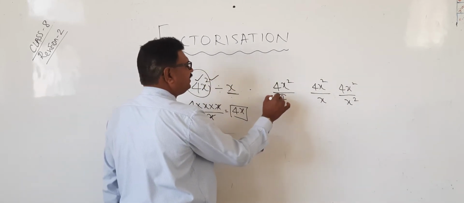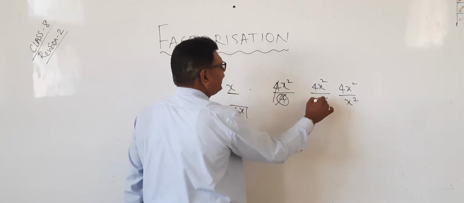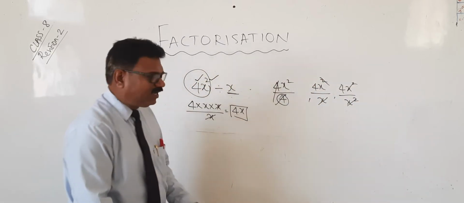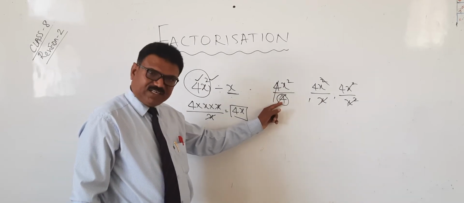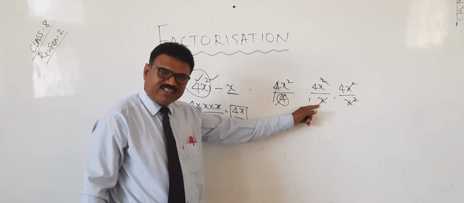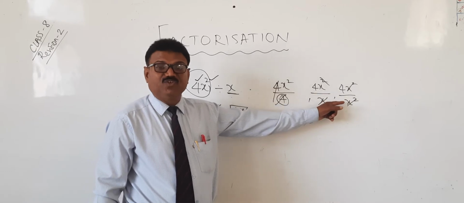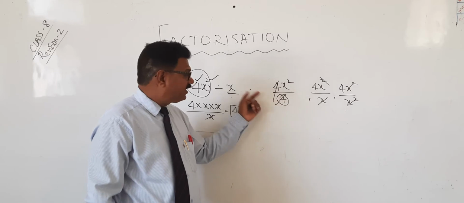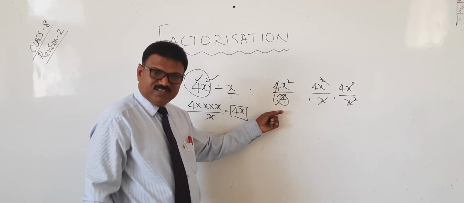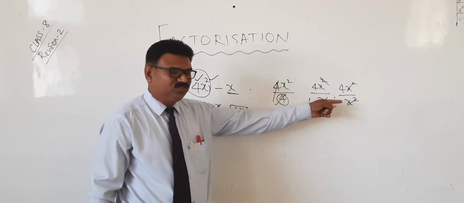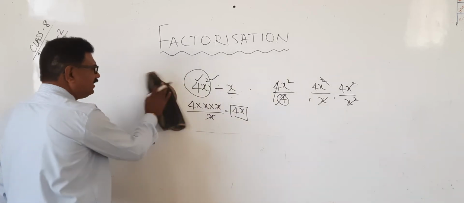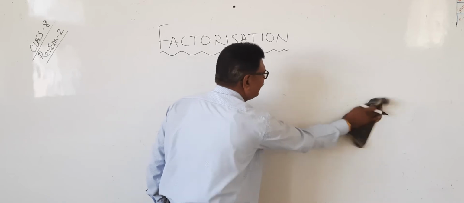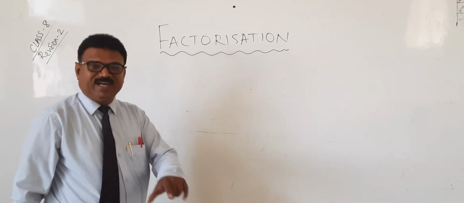In the denominators, we are not getting anything. 4 cancels, x cancels, x square cancels. That means 4 is also a factor, x is also a factor, and x square is also a factor. So factor means what? It should divide the given expression completely. Completely means what? Without remainder.